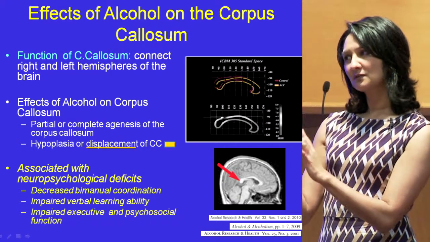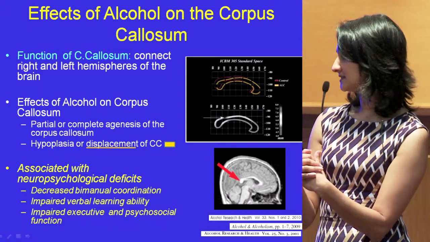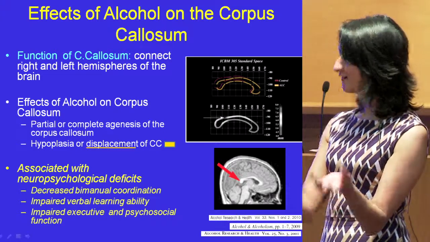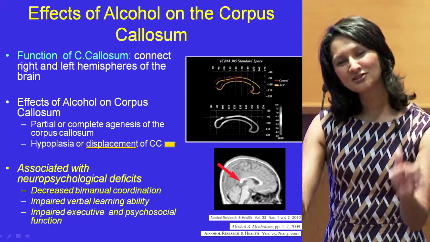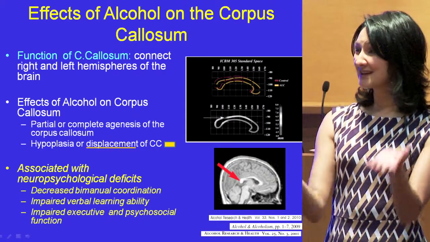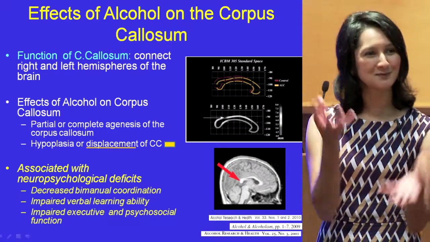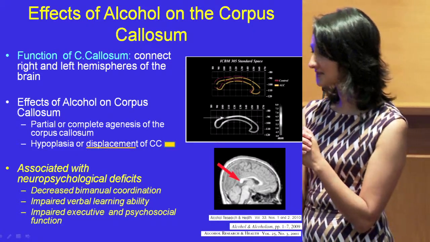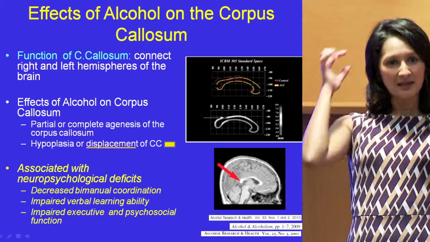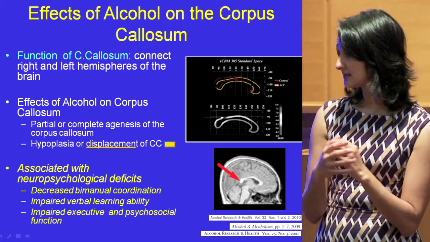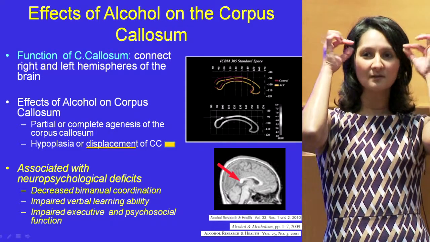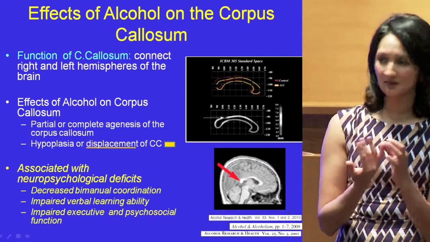And that structural difference has associated neuropsychological deficits, which can include decreased bimanual coordination. So they have difficulty coordinating right and left sides of their brain, which is why some interventions have suggested that juggling is a really good intervention for children who have been prenatally alcohol exposed, because it is meant to develop that sense of bimanual coordination, which is often affected. These kids often have impaired verbal learning abilities because of connections between the corpus callosum and the language centers of the brain. And then they have impaired executive and psychosocial function because there are connections from the corpus callosum to the prefrontal cortex. So again, that executive function is impaired.